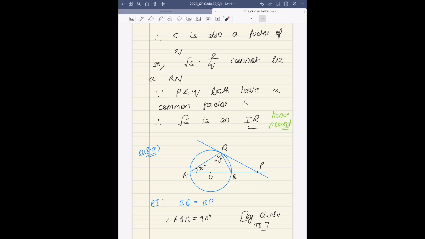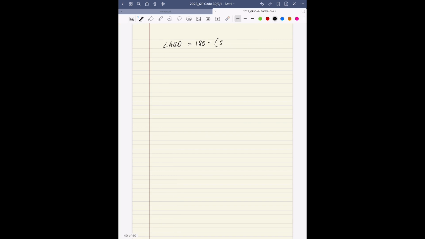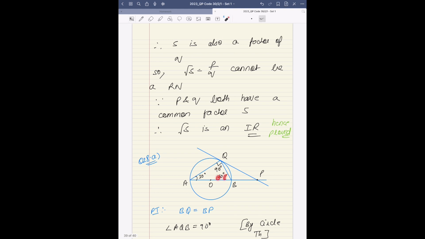Okay, now if this is 90, then this can be easily found. This will become how much? This will become 60 degrees, right? So angle ABQ is equal to how much? 180 minus, angle 30 plus 90 by ASP. ASP is nothing but angle sum property. So 180 minus 120 becomes 60 degrees. So ABQ comes out as 60 degrees.